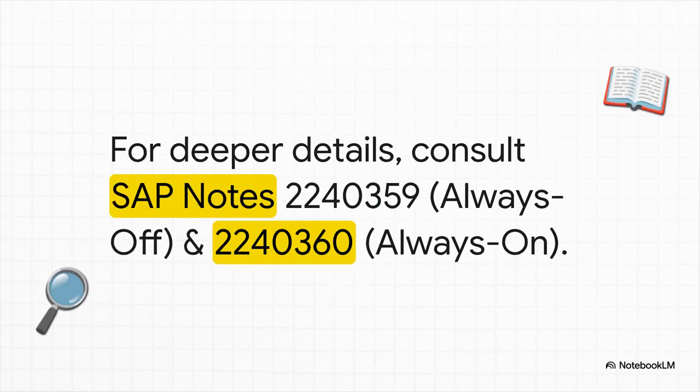And for anyone who wants to go deeper, here's your recommended intel. SAP Notes 2240359 and 2240360 have all the official documentation on which business functions are always on or off in S/4HANA. Definitely consider them essential reading for your mission. Briefing complete.